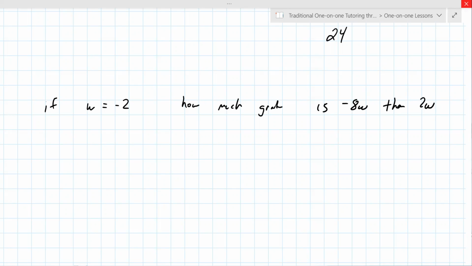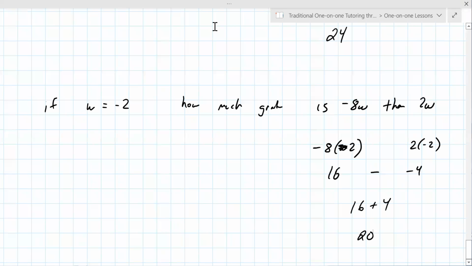20. So your final answer is 20, is that right? I believe that is correct. So -8 times w times -2 is 16. 2 times -2 is -4, and you subtract them. 16 minus -4 is really 16 plus 4, or 20. Wow, that was excellent. I think you definitely understand this type of question.